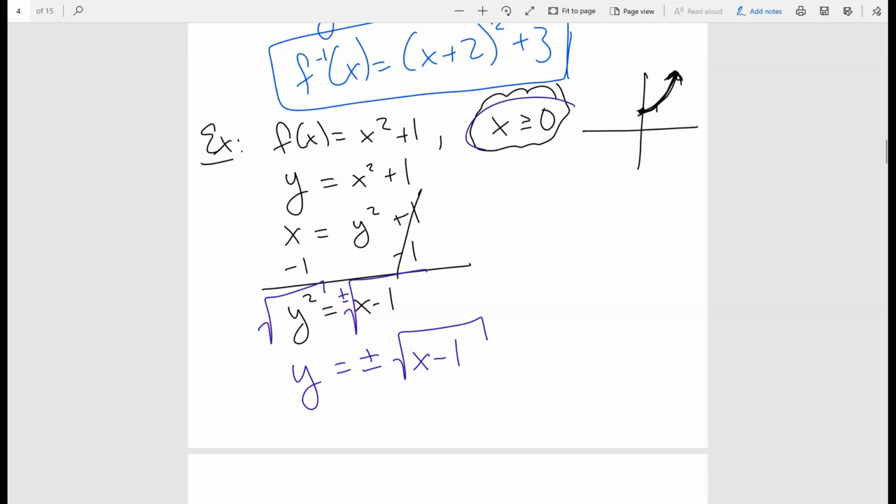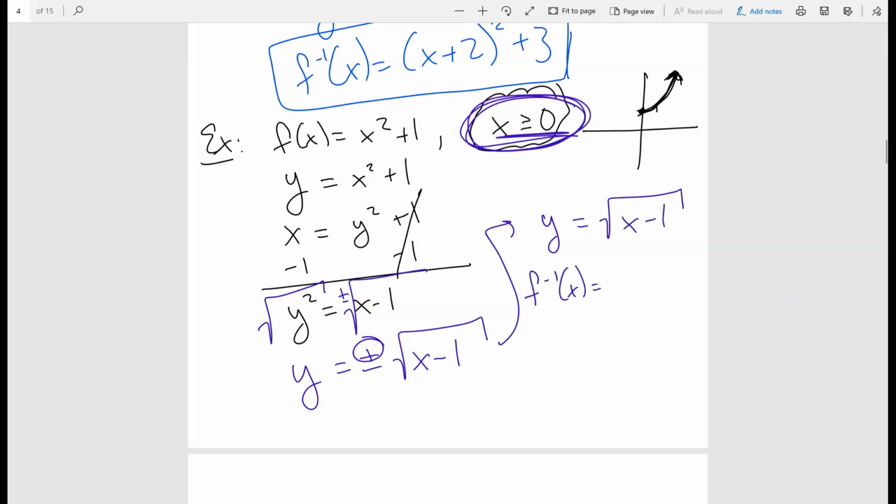But we have this restriction. What can you tell me about the x's? The x's are always positive. So we're going to choose the positive side: y equals the square root of x minus 1. And then finally, we just change this to f inverse.